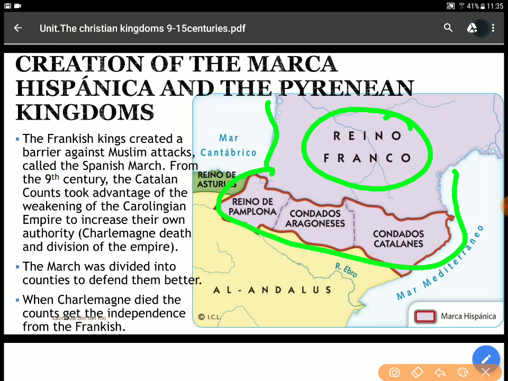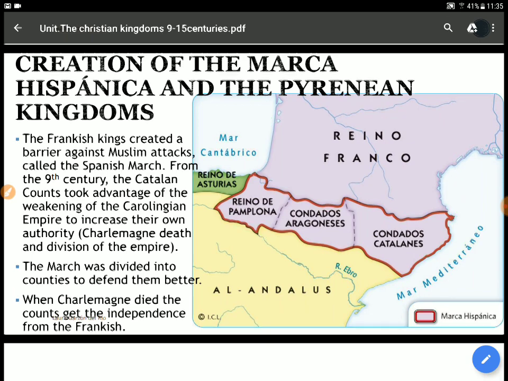But after the death of Charlemagne and after the split of his kingdom, the counts that live here, the Catalan counts, the Aragonese counts, and in Pamplona, are going to take advantage of that instability and are going to get independence from them.